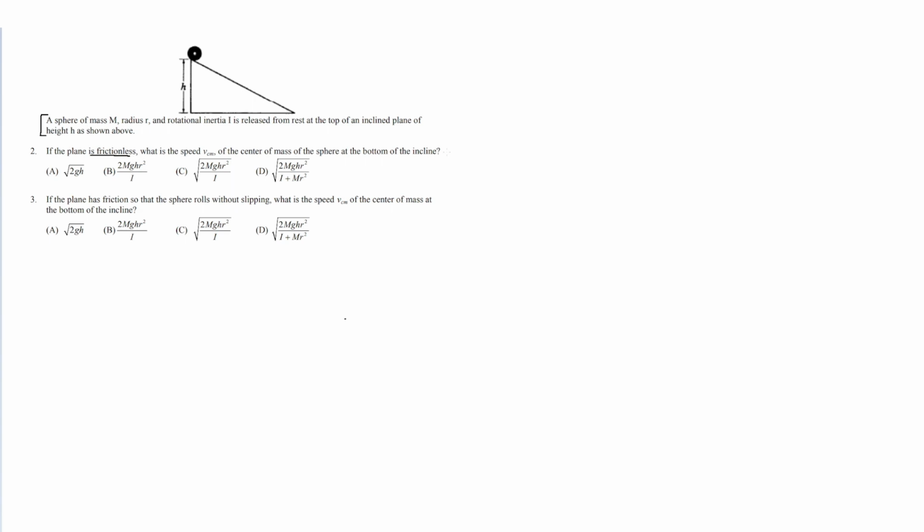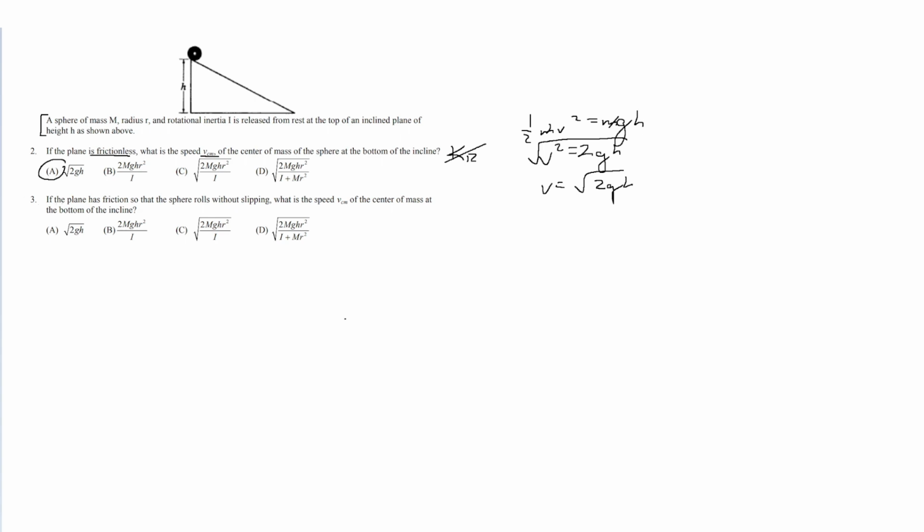So if it's frictionless, we have no Kr, which just means that KL will equal U. We can say this because energy is conserved. So we'll say 1/2 mv squared equals mgh. These m's will cancel, and we're trying to find v. So v squared equals 2gh, and we'll square root everything and say v equals root 2gh. So our answer is A.